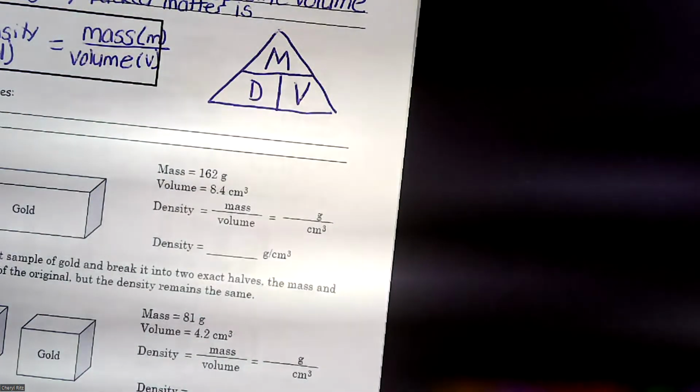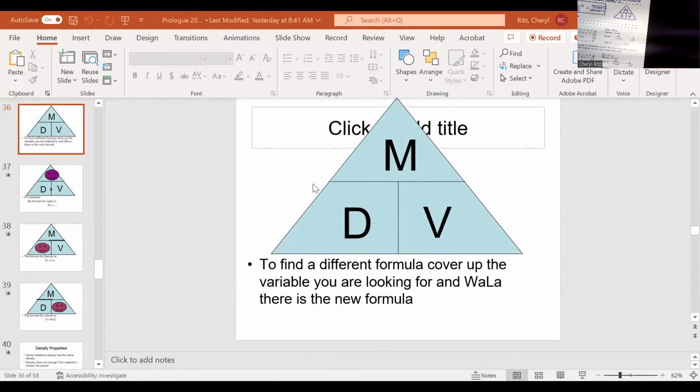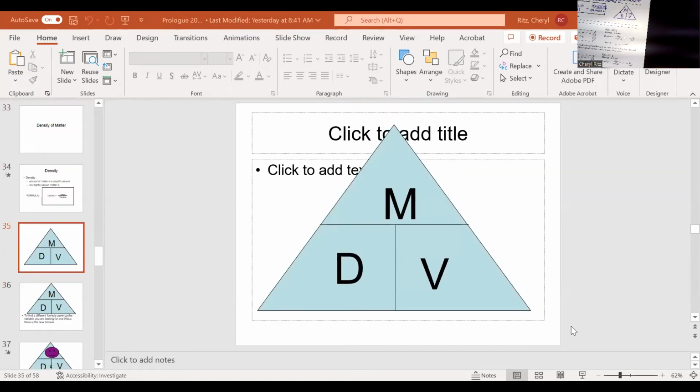The magic triangle actually works just like that. I am going to go to my PowerPoint because I have a better animation of this there. So here's the magic triangle.